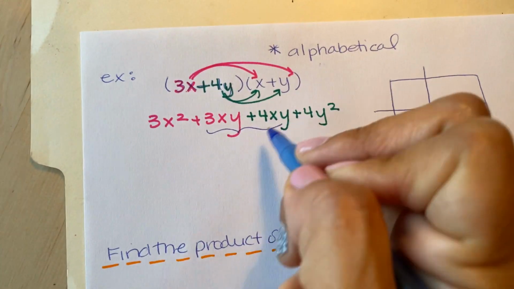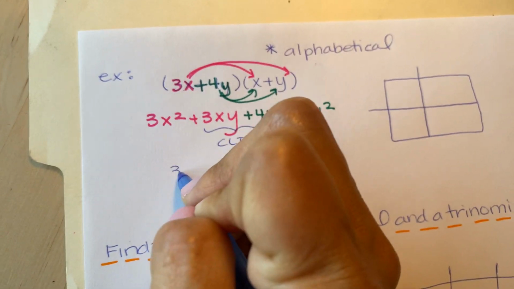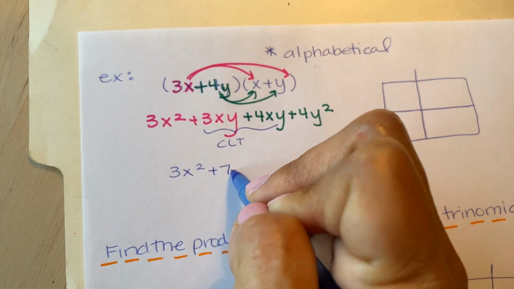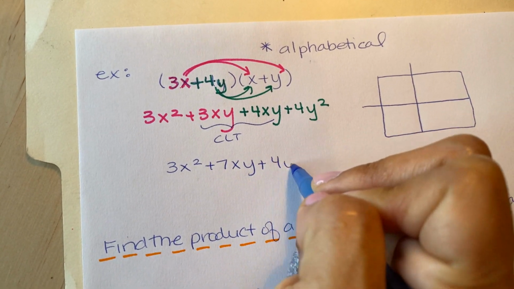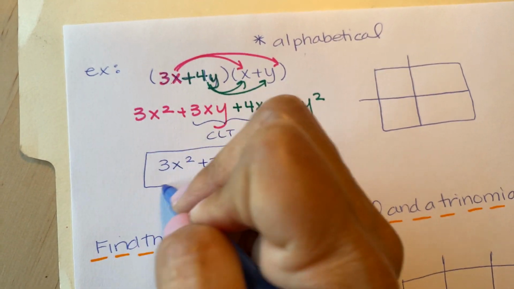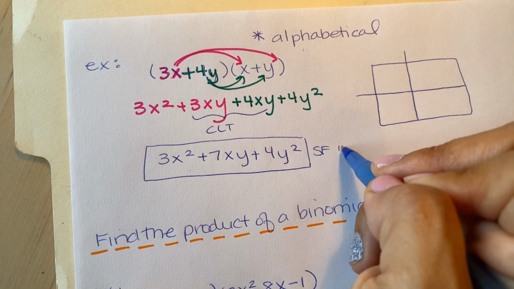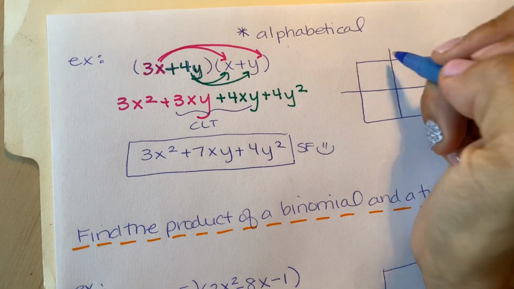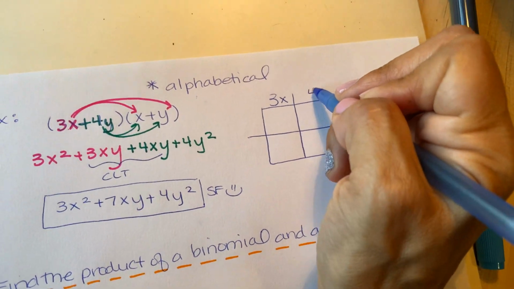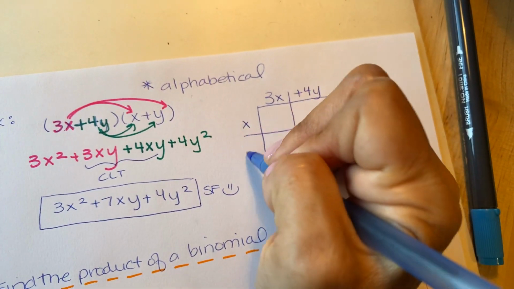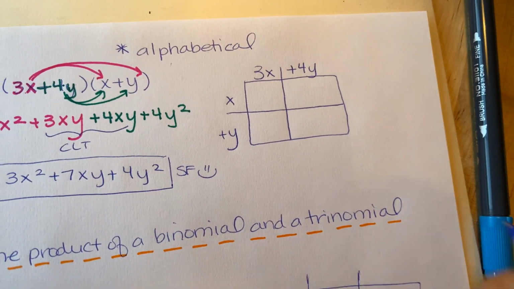Okay, so you're going to go ahead and combine like terms, right? X squared plus 7xy plus 4y squared. And there's your standard form, right? Okay, and same thing, box method, just for those of you that really like the box method. Let's just get that written out.